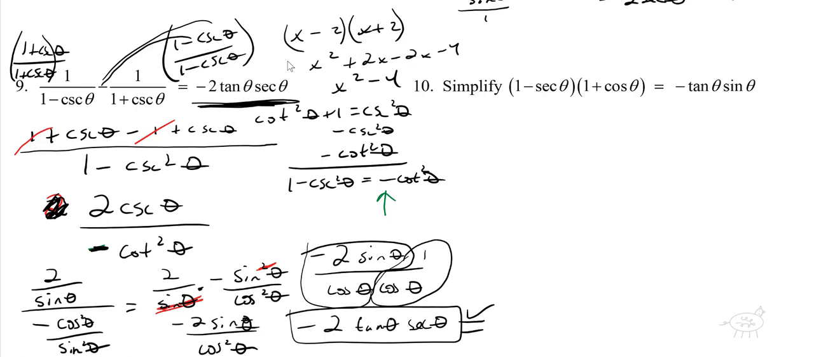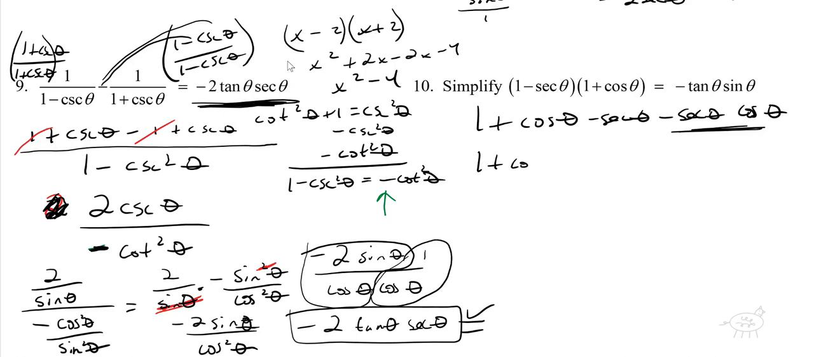Of course, you're going to FOIL that. So I'm going to do 1 plus cosine of theta minus secant of theta minus secant theta cosine theta. Well, I don't know what to do. You can't say 1 minus secant. I mean, 1 plus cosine doesn't do anything. But what I'm going to do is change this guy here to sines and cosines. So it's 1 plus cosine of theta minus secant of theta minus 1 over cosine theta times cosine of theta. Okay, that's nice.